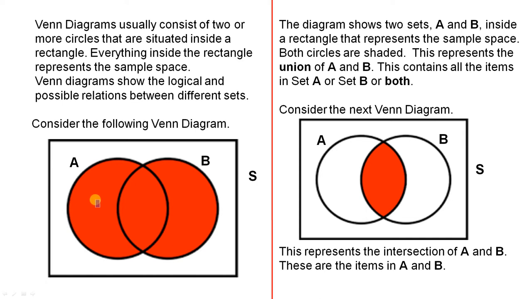So they're all the elements in set A only. They're the ones in set B only, and they're the ones in both. That's why it's called a union, when everything is shaded.